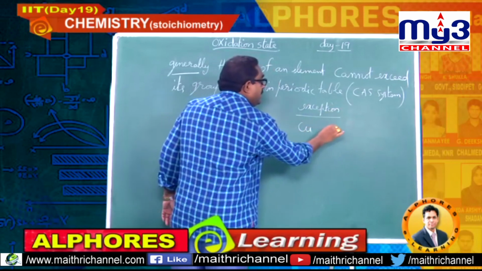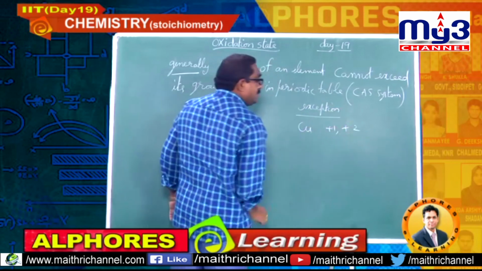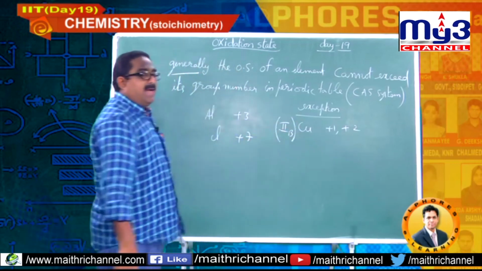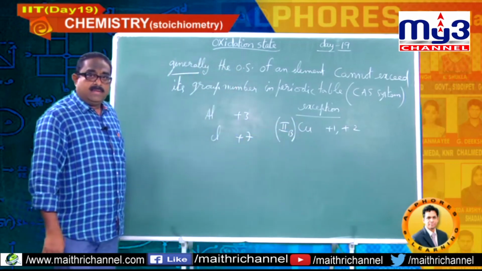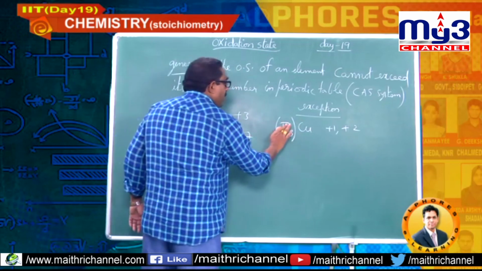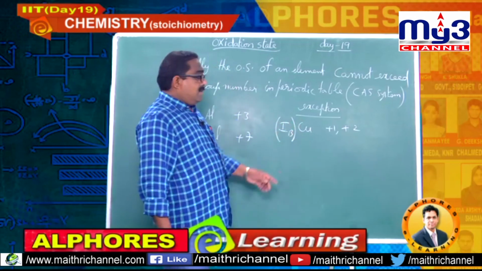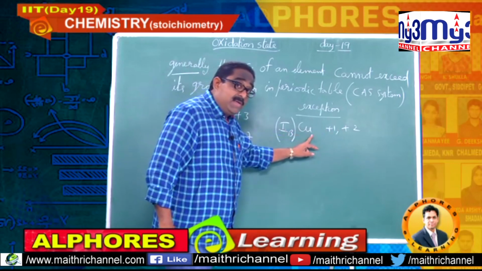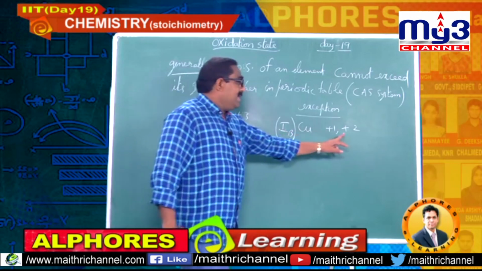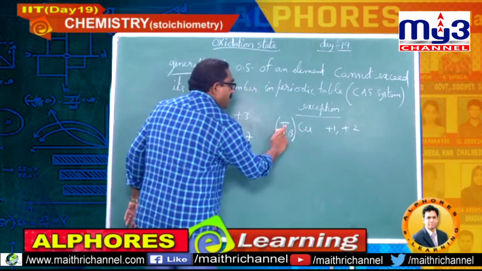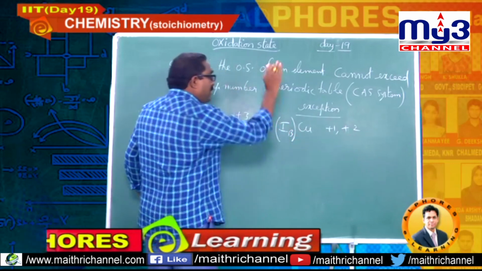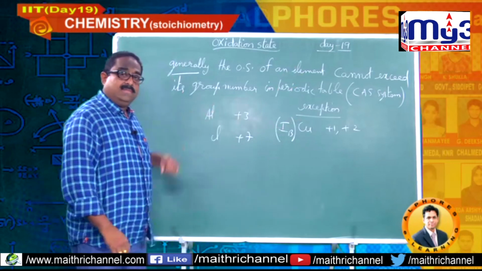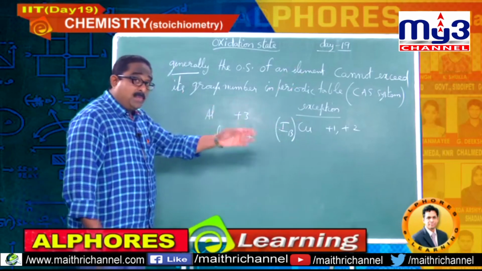Copper can exhibit +1 and +2, but it belongs to the first B group in the long form of the periodic table. So, the maximum should be +1, but it can exhibit the more stable oxidation state +2, even though it belongs to the first B group of the long form of the periodic table. Exception. Out of those two, +2 is more stable.